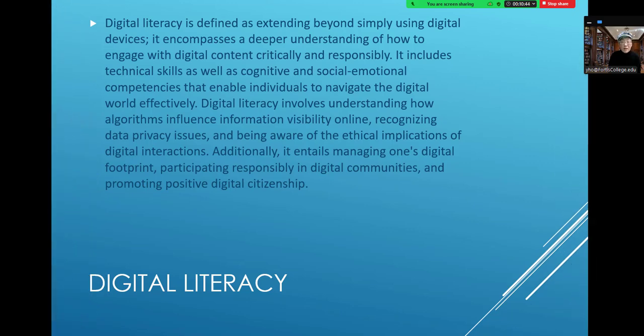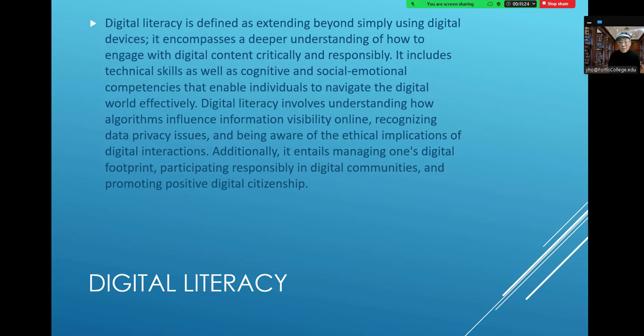Digital literacy is defined as extending beyond simply using digital devices. It encompasses a deeper understanding of how to engage with digital content critically and responsibly. It includes technical skills as well as cognitive and social emotional competencies that enable individuals to navigate the digital world effectively. Digital literacy involves understanding how algorithms influence information visibility online, recognizing data privacy issues, and being aware of the ethical implications of digital interactions.